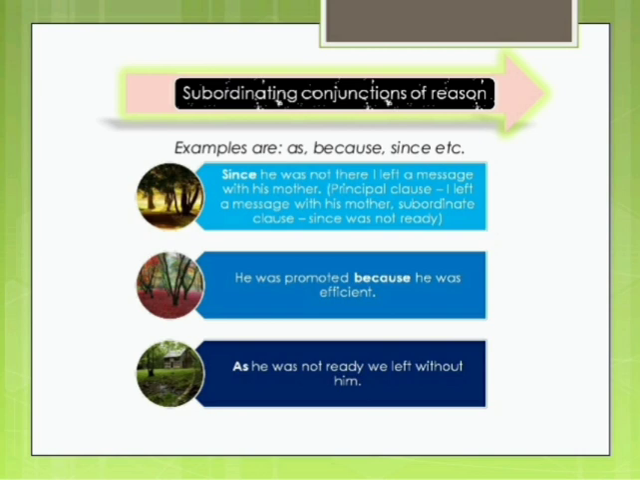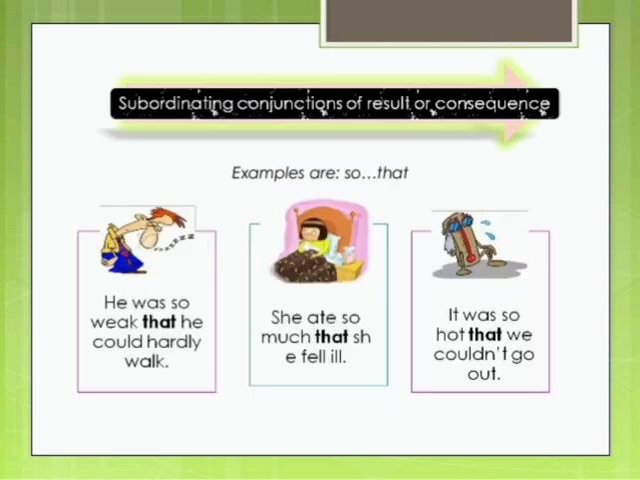Okay. Subordinating conjunctions of reason, for example: as, because, since, etc. Since he was not there, I left a message with his mother. Here the principal, principal means main clause, is I left a message with his mother. And the subordinate clause is since he was not there. He was promoted because he was efficient.